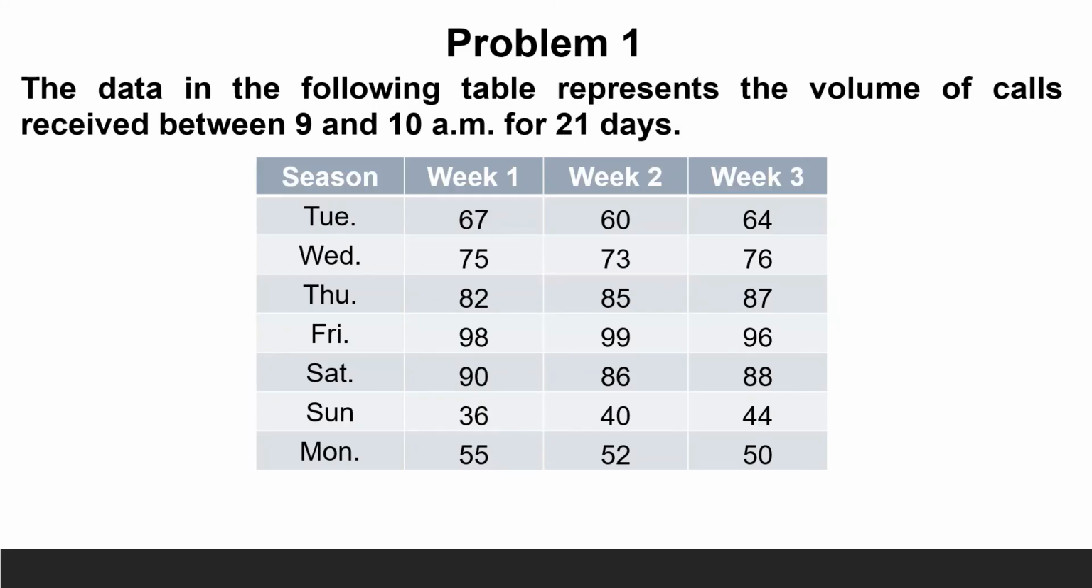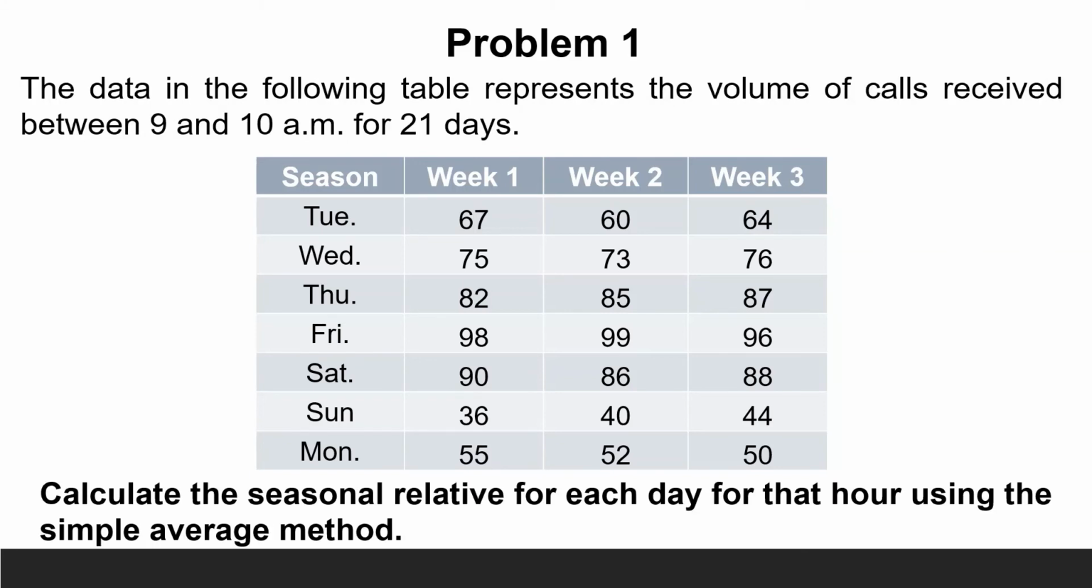Let us start with the first problem. The data in the following table represents the volume of calls received between 9 and 10 a.m. for 21 days. Calculate the seasonal relative for each day for that hour using the simple average method. In this problem, the seasons are the days.